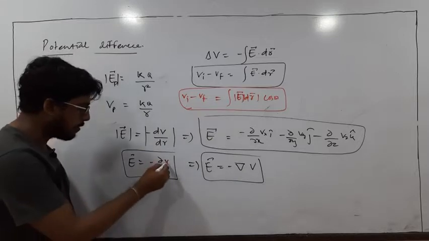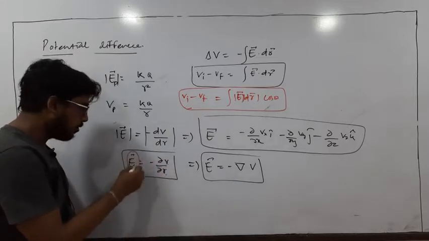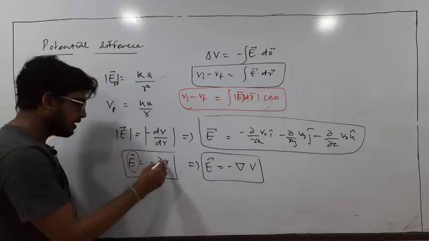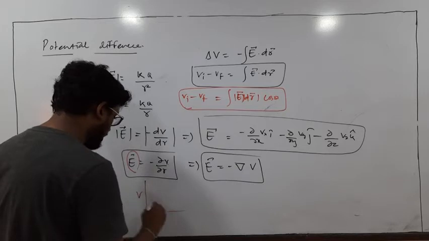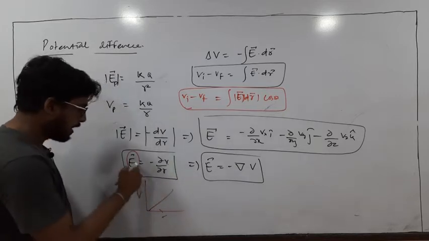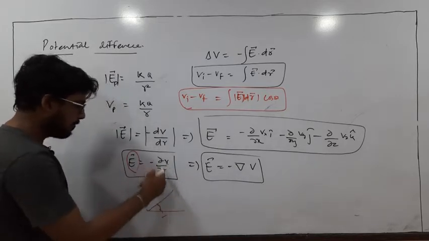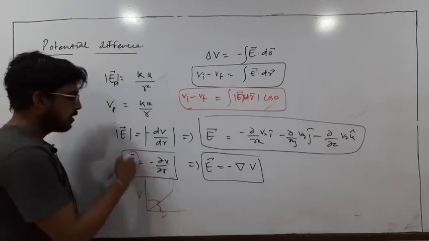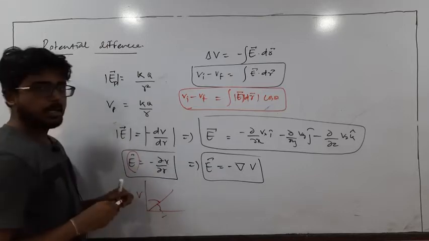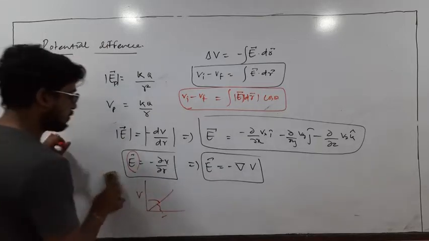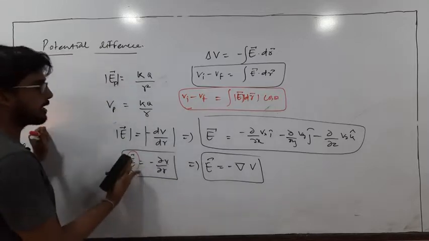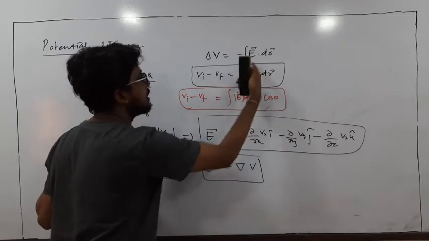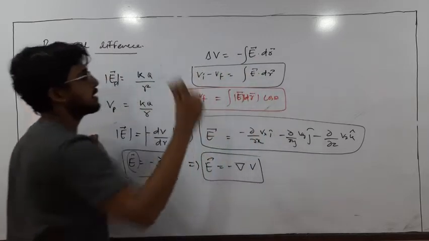That means if the graph between V and r is given, the electric field will be the negative of the slope of the V versus r graph, because this is dV by dr. So the negative of this slope gives us the electric field E. In the E versus r graph, the negative of the area between E and r gives us the potential difference.